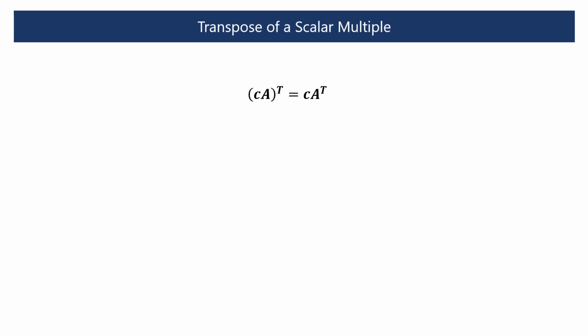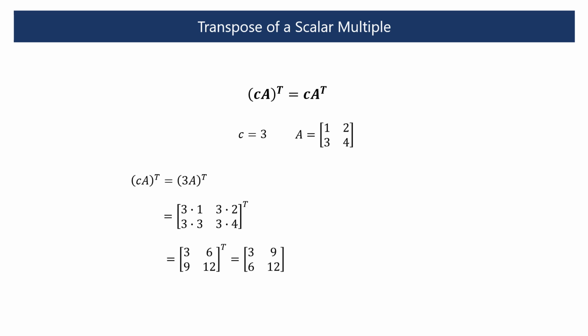Let's go on to the next property. For any scalar c and matrix A, the transpose of a scalar multiple of a matrix is the scalar multiple of the transpose of that matrix. As an example, let's take this scalar c, which equals 3, and this matrix A. Let's compute the transpose of the scalar multiple. Next, let's compute the scalar multiple of the transpose matrix. As we can see, the transpose of a scalar multiple of matrix A is a scalar multiple of the transpose of A.